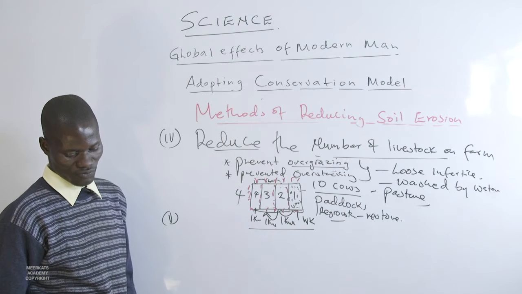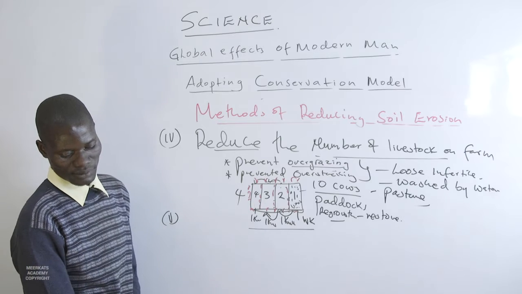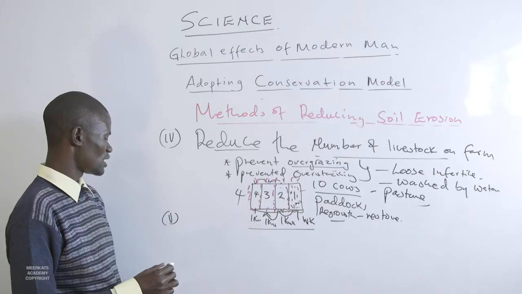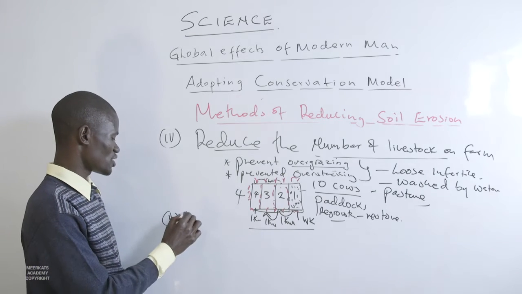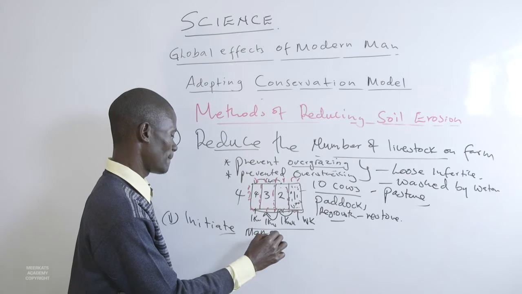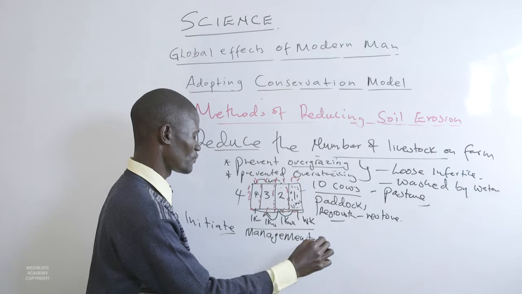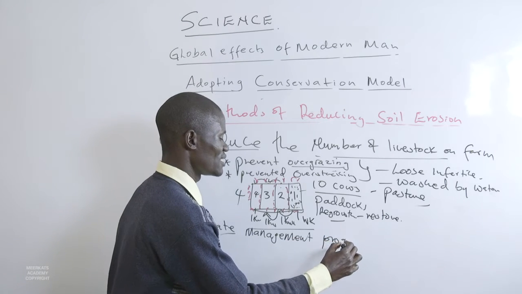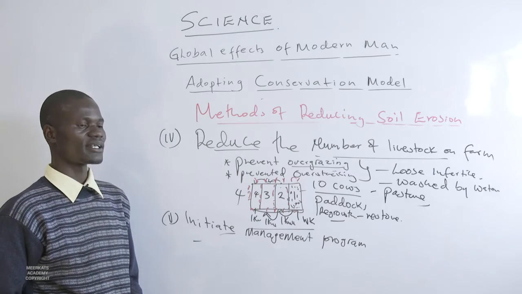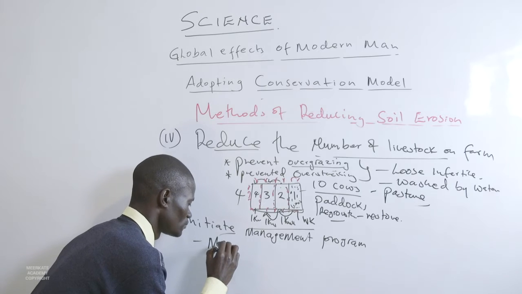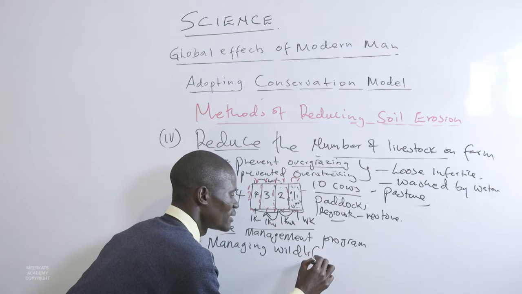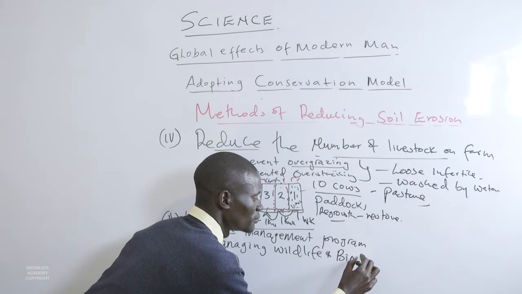After reducing the number of animals on the farm, we have to initiate management programs on the farm, such as also managing the wildlife and biodiversity. Managing wildlife and biodiversity.